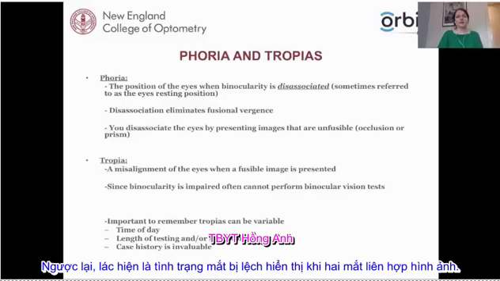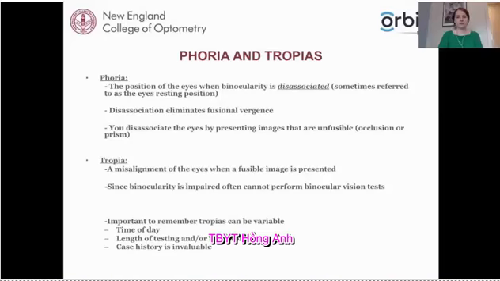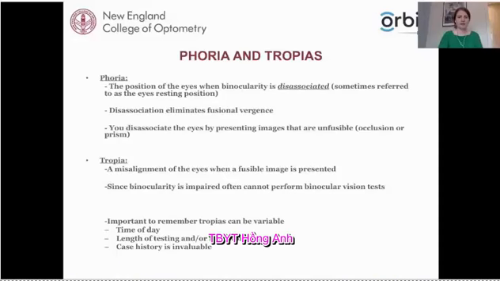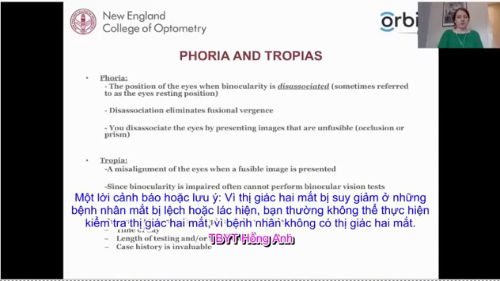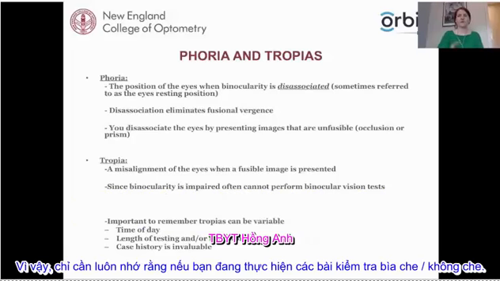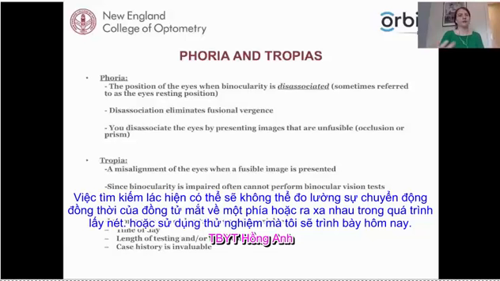In contrast, a tropia is a misalignment of the eyes when a fusible image is presented. So patients should be able to fuse this image, but for whatever reason, they are not. A word of caution or of note, since binocularity is impaired in patients with strabismus or a tropia, you often cannot perform binocular vision testing because the patients are not binocular. So just always remember that if you're doing your cover test and finding a tropia, you probably won't be able to measure vergences in PC and the other testing I'm going to present today.